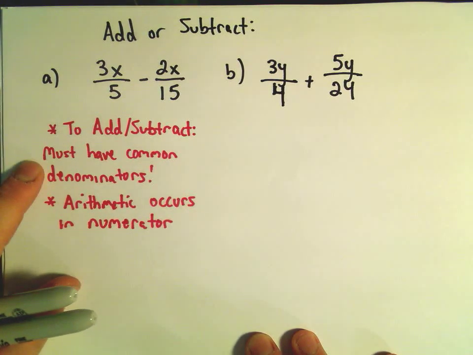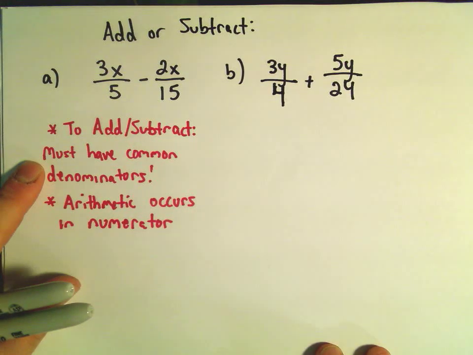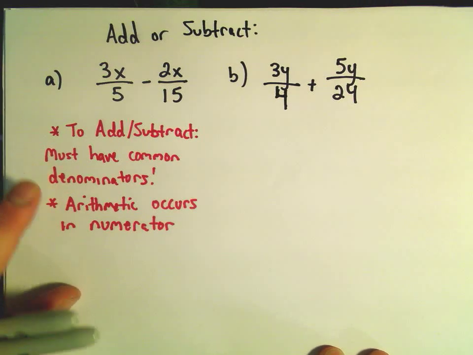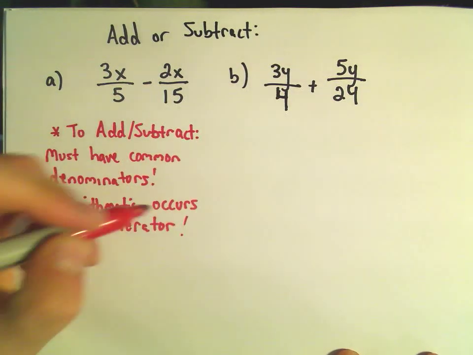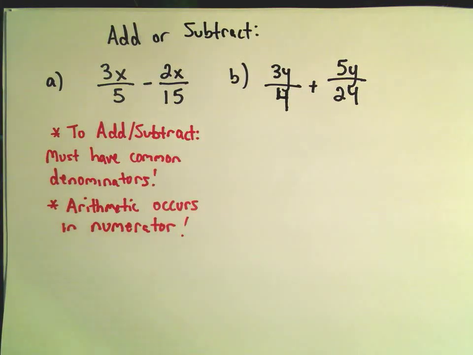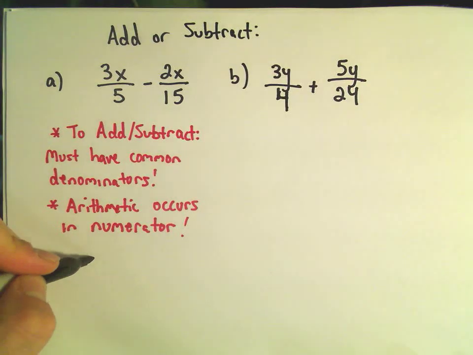That's the first thing. So notice in either of my examples we don't have common denominators, so we'll have to fix that a little bit. The other thing is, once you do have common denominators, the arithmetic occurs in the numerator. It happens in the top part of the fraction. So let's do our first example here.